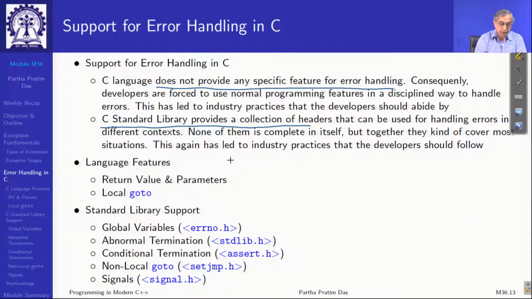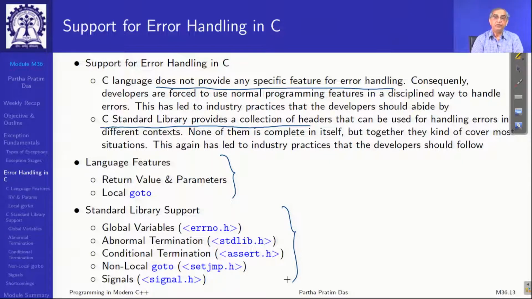Now, if we look at the language features, the only thing C has is it can return a single value or multiple parameters, and it has something called a goto, local goto, which we normally say do not use. So, this is probably the only situation where we will advise that you may use gotos locally. And then there are 5 types of support I have talked of: global variable, abnormal termination, conditional termination, non-local gotos, which is a new concept, and signals.